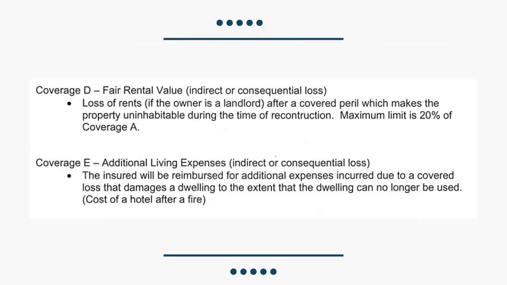Coverage D. Fair rental value. Indirect or consequential loss. Loss of rents, if the owner is a landlord, after a covered peril which makes the property uninhabitable during the time of reconstruction. Max limit is 20% of coverage A. Coverage E. Additional living expenses, indirect or consequential loss. The insured will be reimbursed for additional expenses incurred due to a covered loss that damages a dwelling to the extent that the dwelling can no longer be used. Cost of a hotel after a fire.